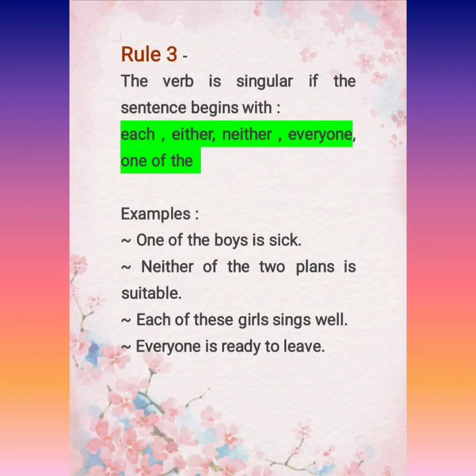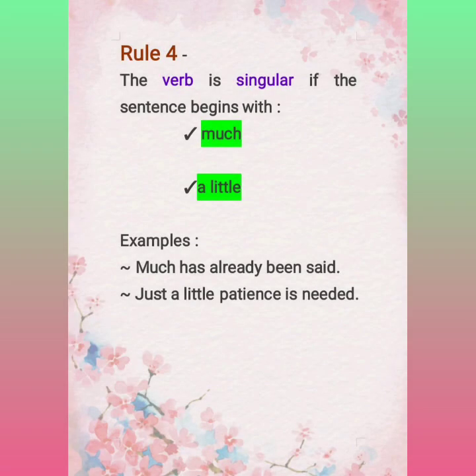Rule number 3: the verb is singular if the sentence begins with each, either, neither, everyone, one of the. For example, one of the boys is sick. Here we are talking about one boy among all the boys. That's why the verb will be singular. Don't get confused, because you might use a plural verb according to the boys, but here we are talking about one of the boys. Everyone is ready to leave. Each of these girls sings well.